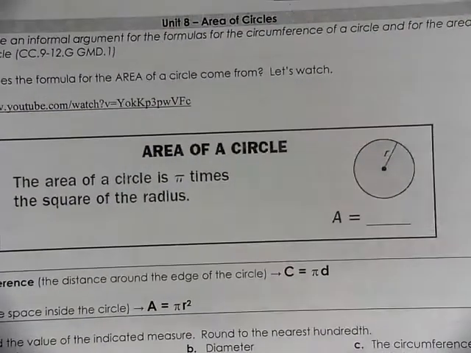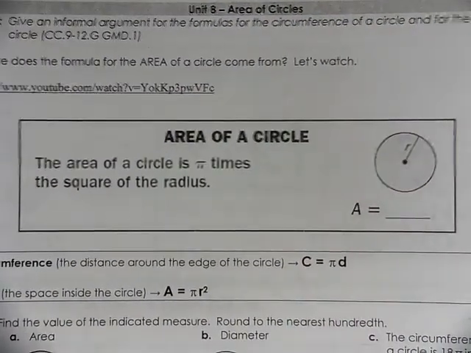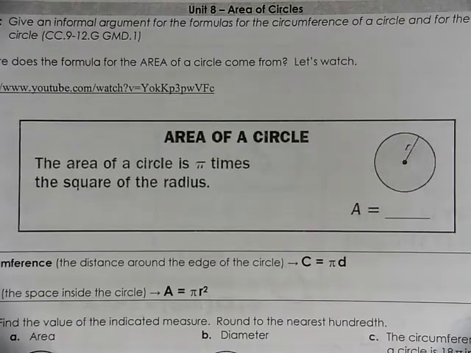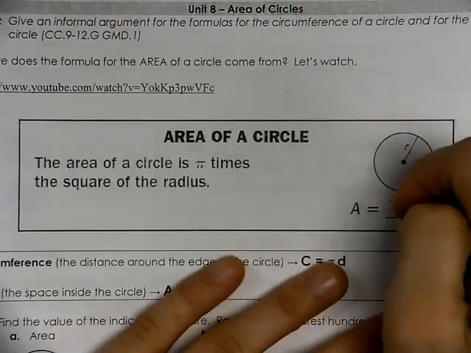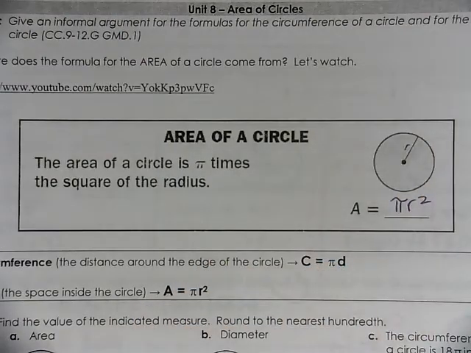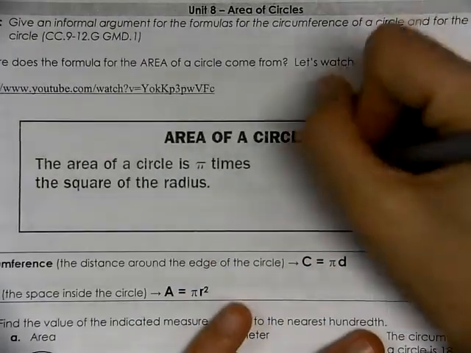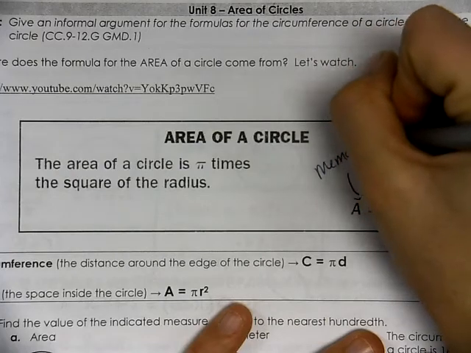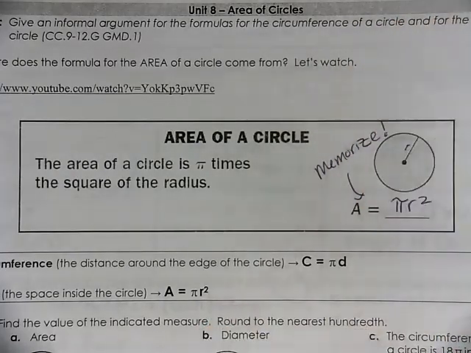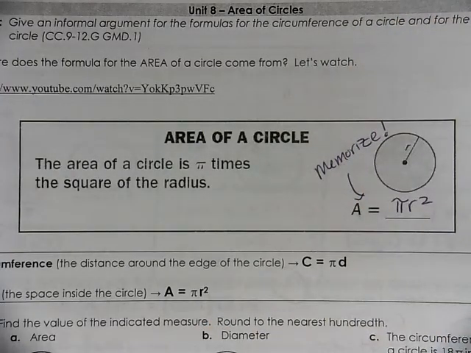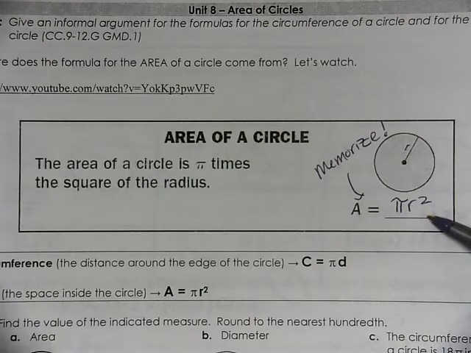So, area of a circle. You have to remember the formula. There's only one formula to remember for area of a circle. Pi r squared. So make sure you have this memorized for the quiz. Okay? Now, the problem is, if we are given diameter, what do I have to do first? I'm going to have to divide to get the radius.